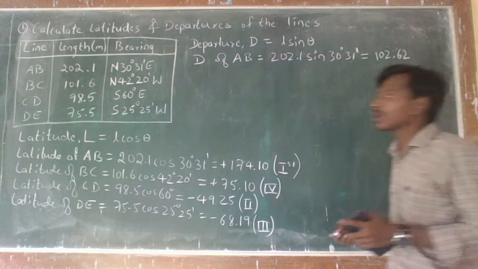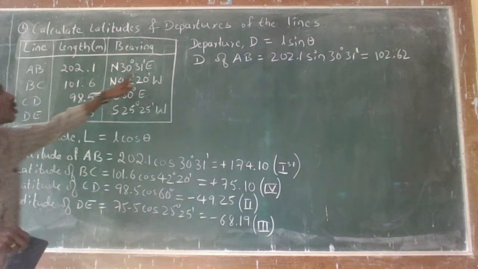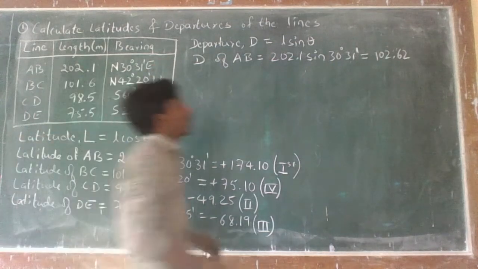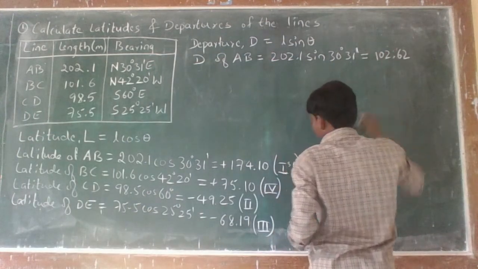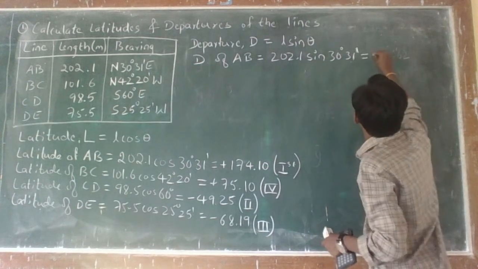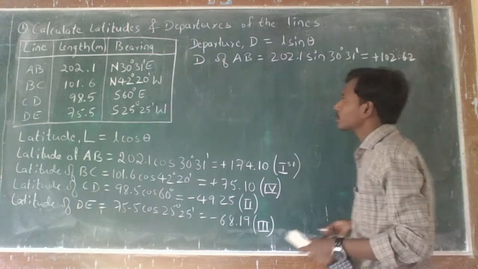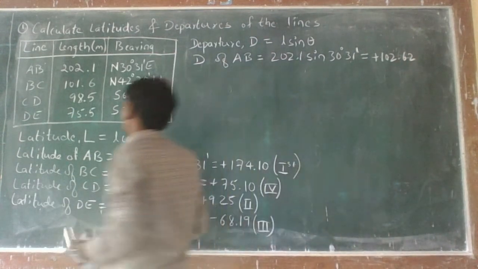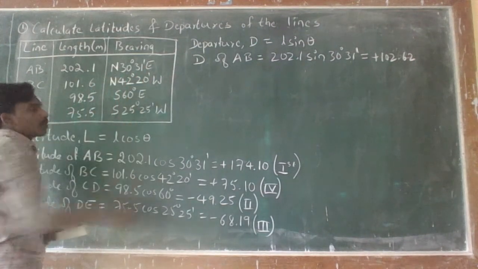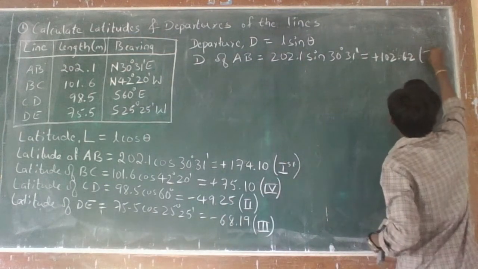Here the AB line is towards east. So if it is towards east, then we have to take the sign plus. So plus 102.62. Now look at the quadrant. The line AB is in the northeast, which means that northeast lies in the first quadrant.